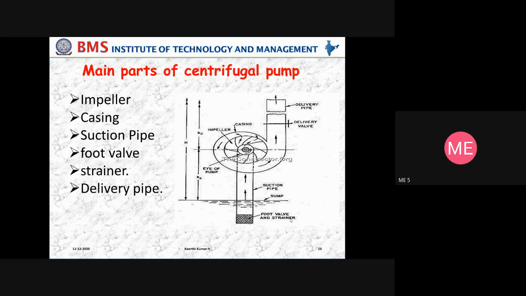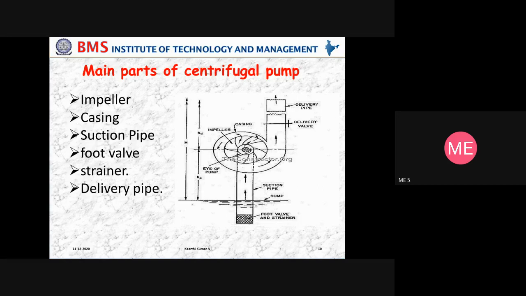And the strainer avoids foreign particles entering the centrifugal pump. It cleans the mesh. It is a mesh-like structure, so only clean water will enter. Any foreign particles or debris won't enter the suction pipe. That is the only function of this strainer.